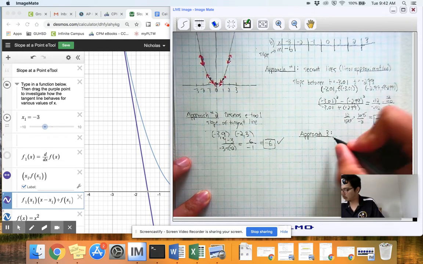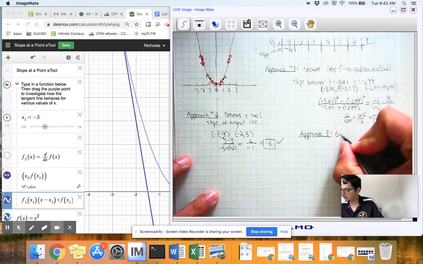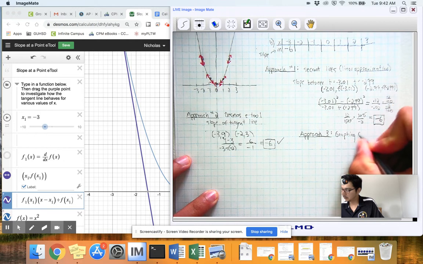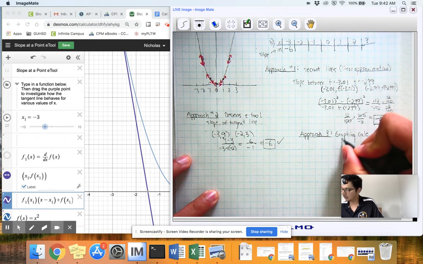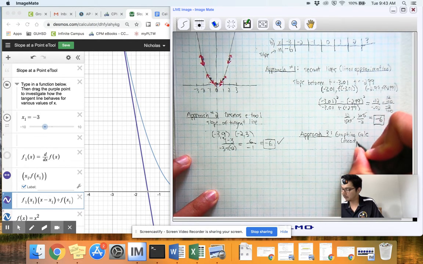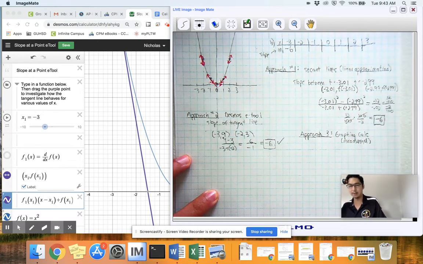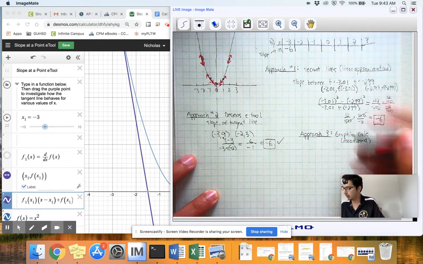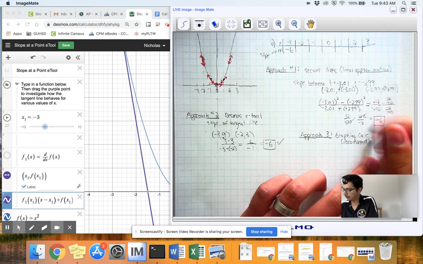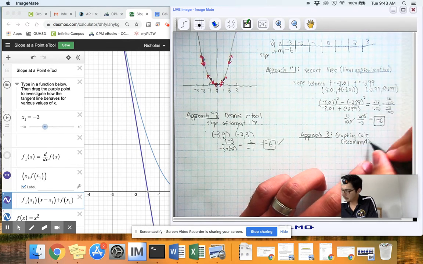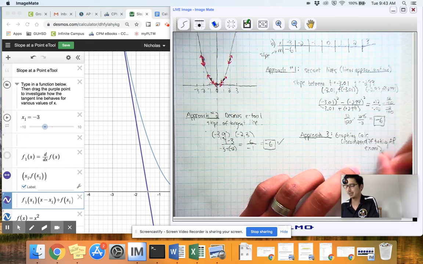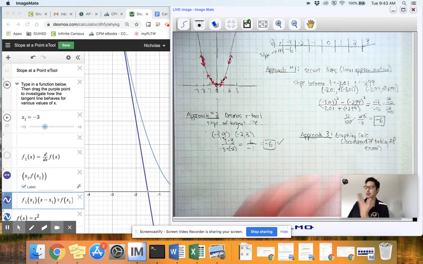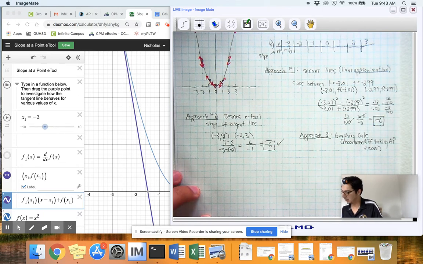And approach 3 is using your graphing calculator, which I actually recommend, because for those taking the AP exam, this is what you will have to use. But truthfully, you're going to learn a new method soon, approach 4, which will kind of make this one obsolete.